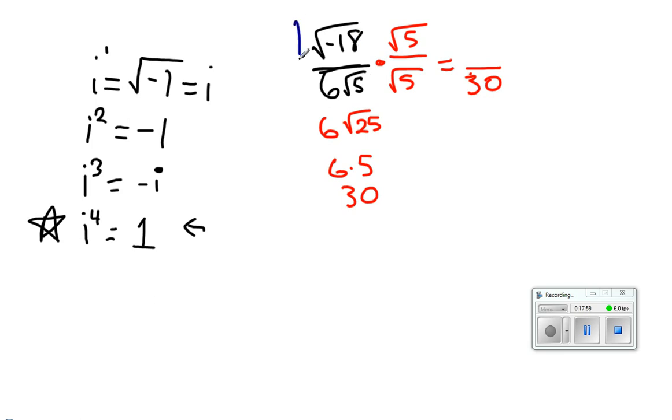So we need to know what is square root of negative 18 times square root of 5. Can we combine those? Yes. Why can we combine those? We can combine them because only one of them is negative. Remember, you can't combine them if they're both negative, because then you get i squared and it changes the answer. But since one's positive and one's negative, it's going to continue to be negative.